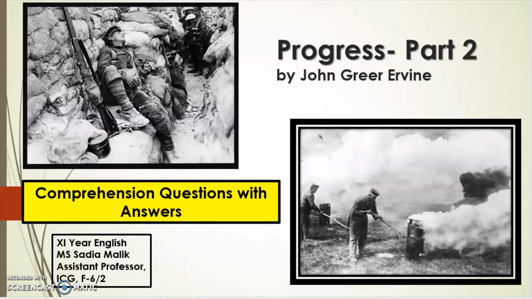This is from the first year English compulsory course, for the year 2020 and 2021. The play has been taken from the textbook prescribed by KPK Textbook Board. The play is written by Greer Ervine.